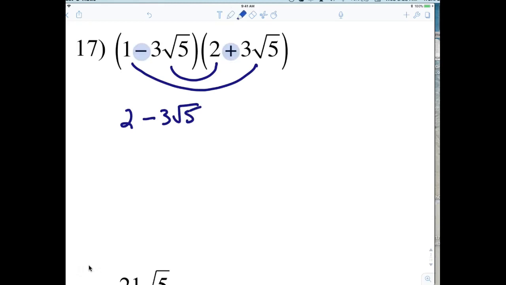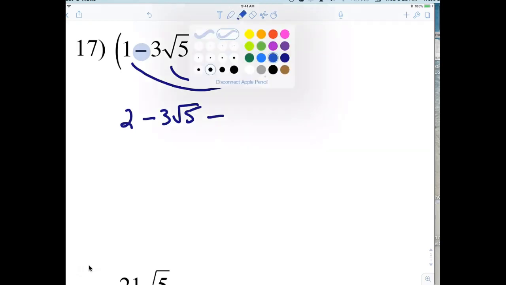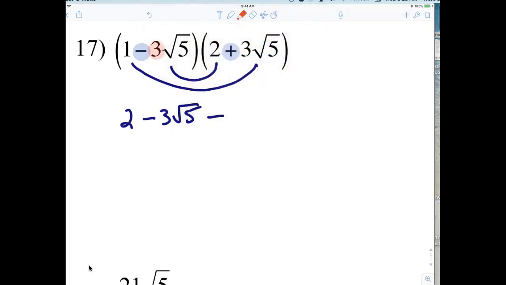And then, again, we'll just take a look. Negative times a positive is a negative. And then we're going to have 3 times 3, and then radical 5 times radical 5. 9 times 5. All right, I think we're getting the hang of it. And then 2 minus 45 is negative 43 minus 3 radical 5. Yes.